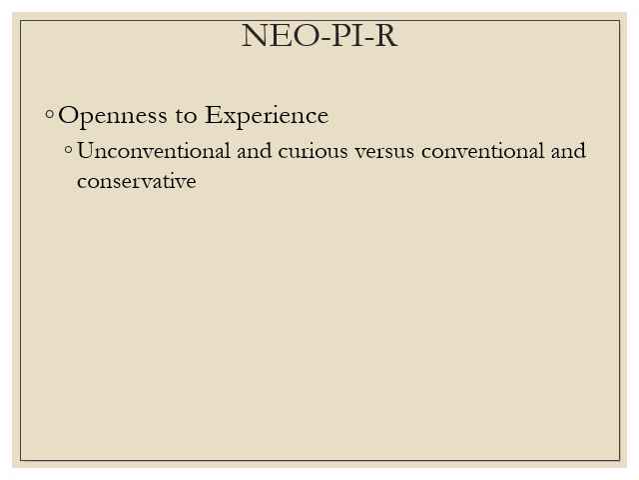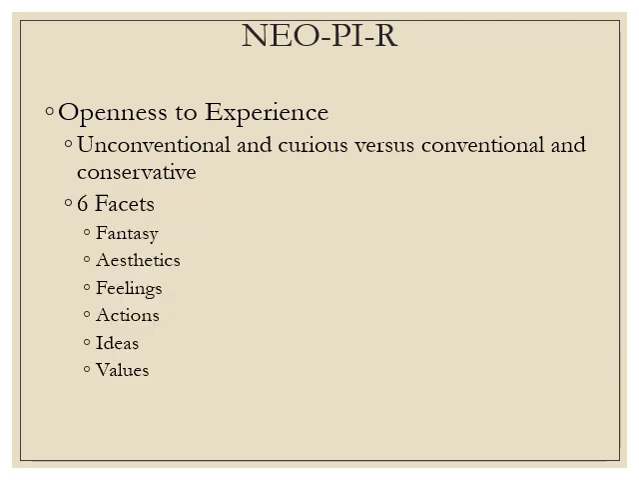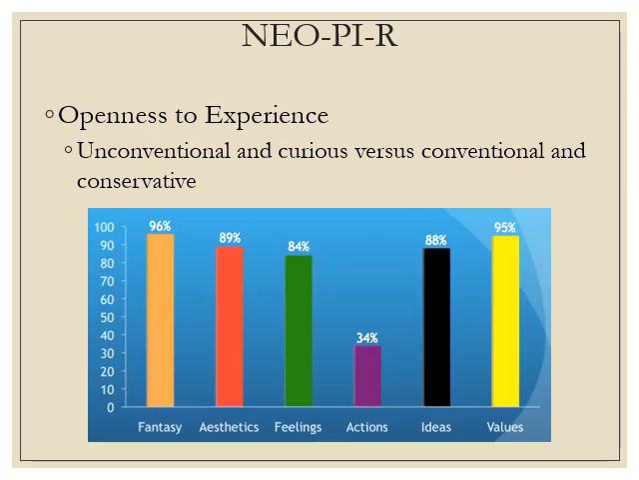The third is openness to experience, which is unconventionalness and curiosity, versus someone who is very conventional, likes to adhere to tradition, and is relatively conservative in trying new things. So this individual was very high in openness. And there are 6 facets of openness: fantasy, aesthetics, feelings, actions, ideas, and values. These are different aspects of life or the world where someone may be more open or less open.